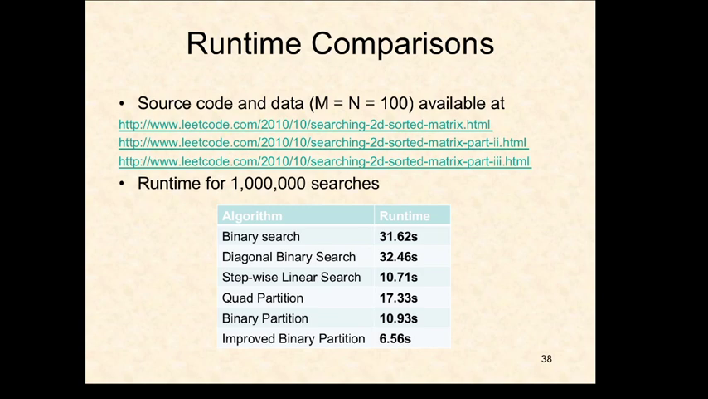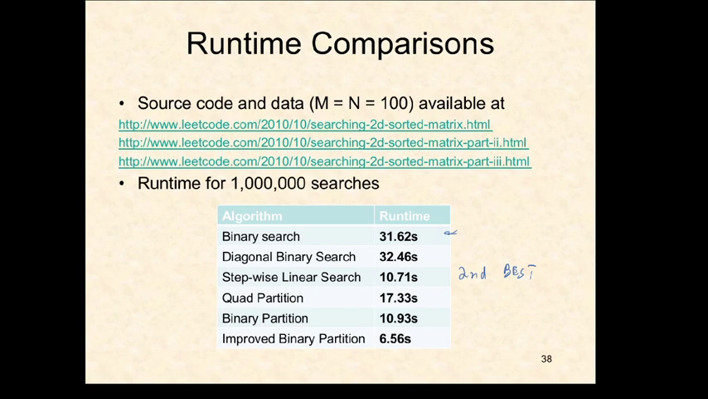Binary searching every row, pretty okay. Diagonal. Diagonal binary search is basically saying, instead of searching the middle row or middle column, let's search the middle diagonal, from upper right to lower left, I think it goes. And that one is even worse than binary searching the middle row or middle column. Stepwise linear, which is the one we just did, comes out to be second best.